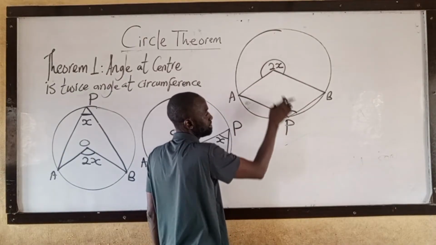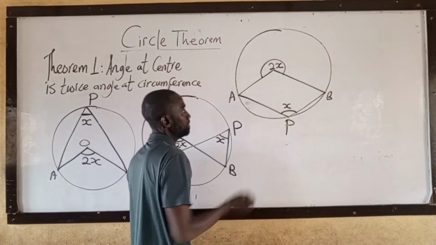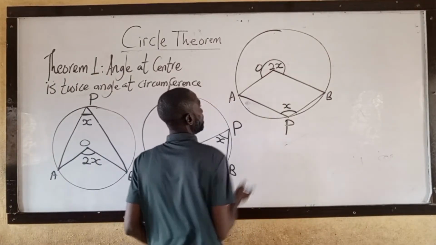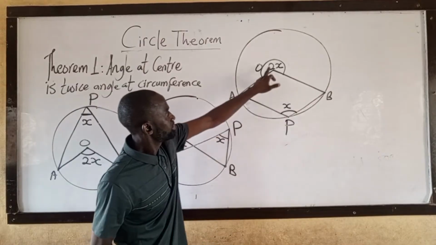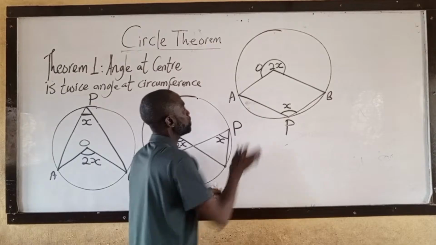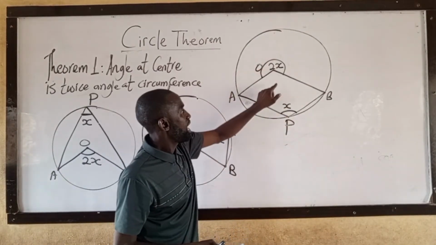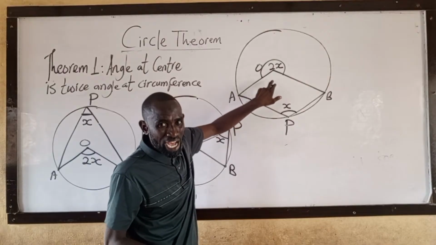Circumference, center. Be careful here. This is the center. So angle at center is twice angle at circumference. If I want to get this angle here, I'm having two angles at center: the real angle at center and the reflex angle at the center.